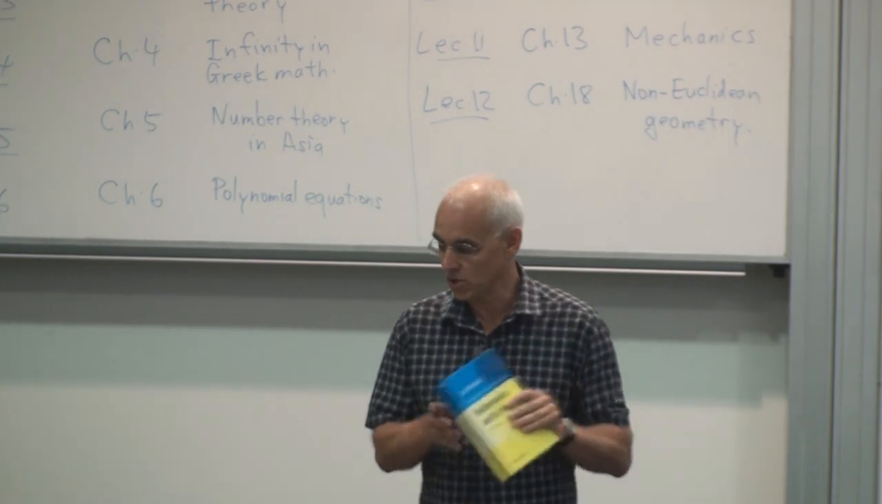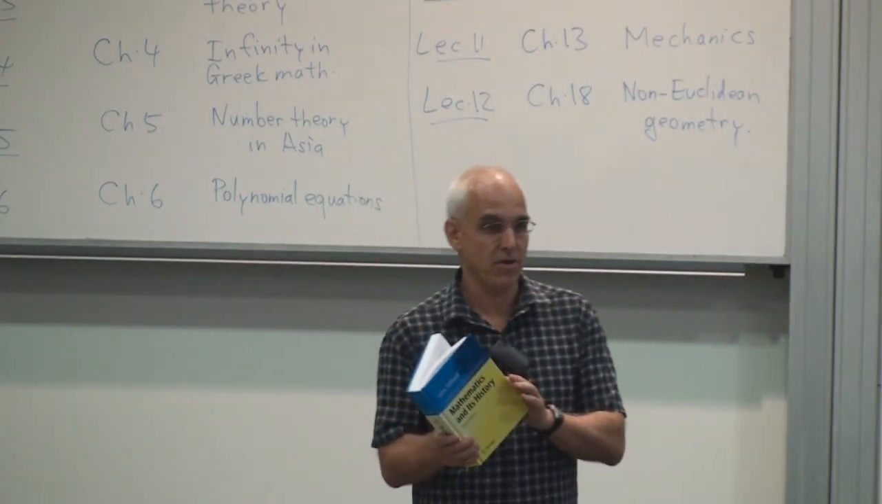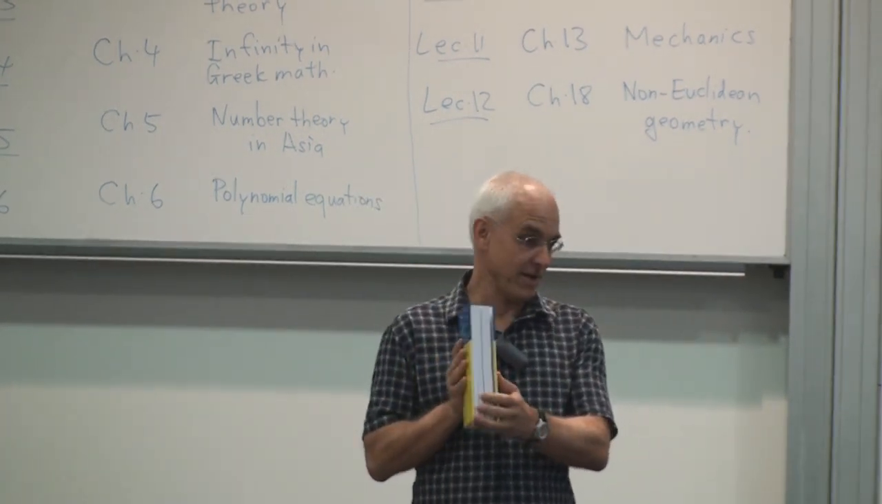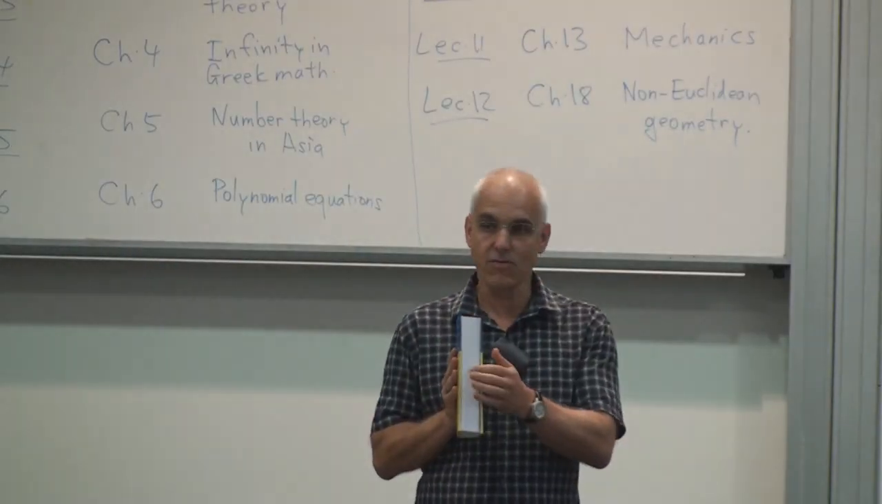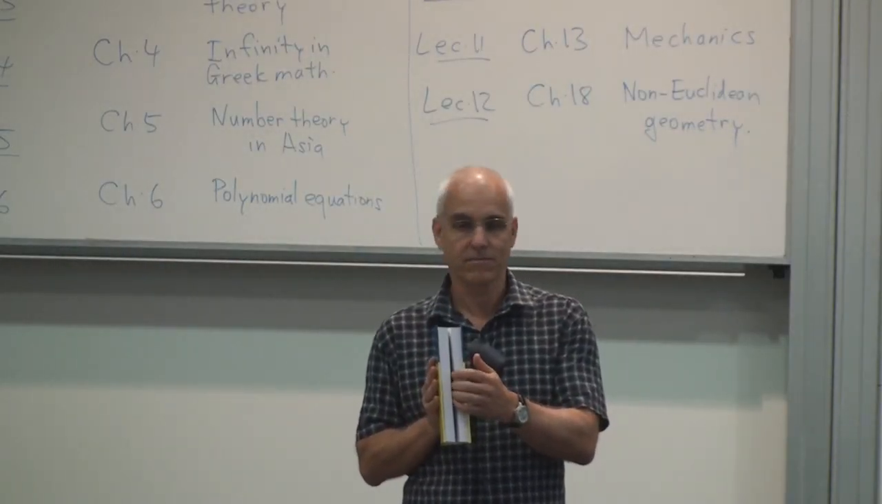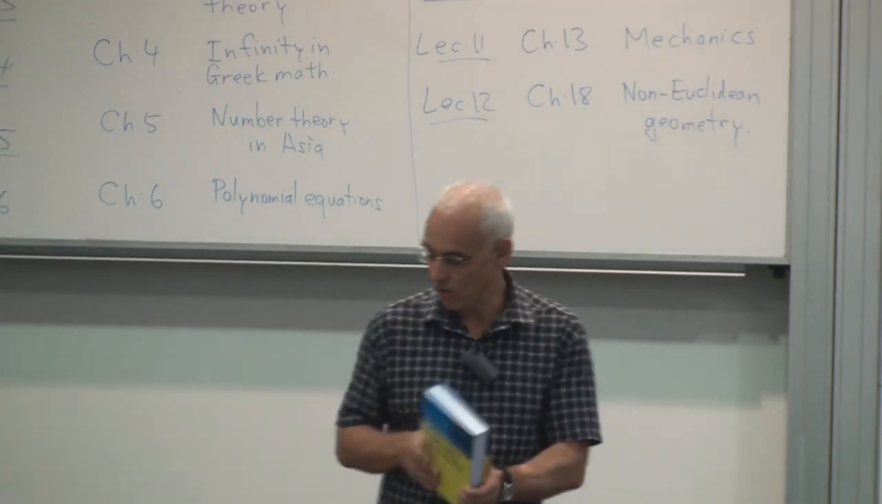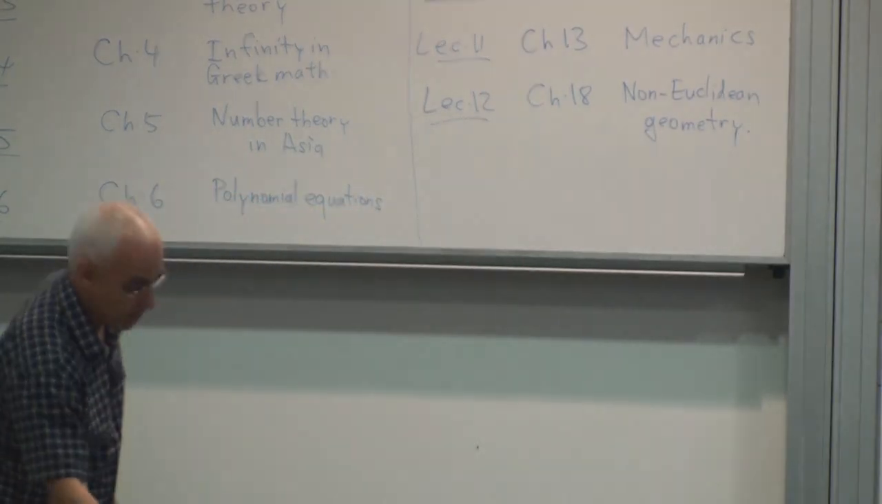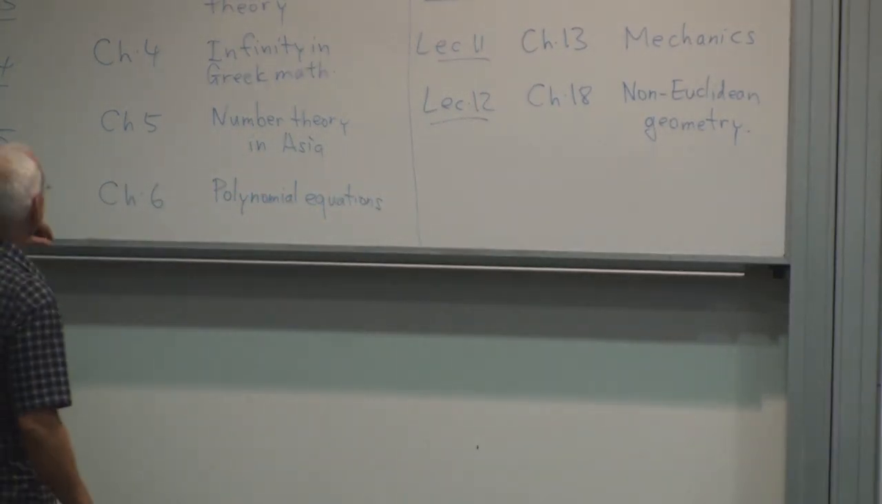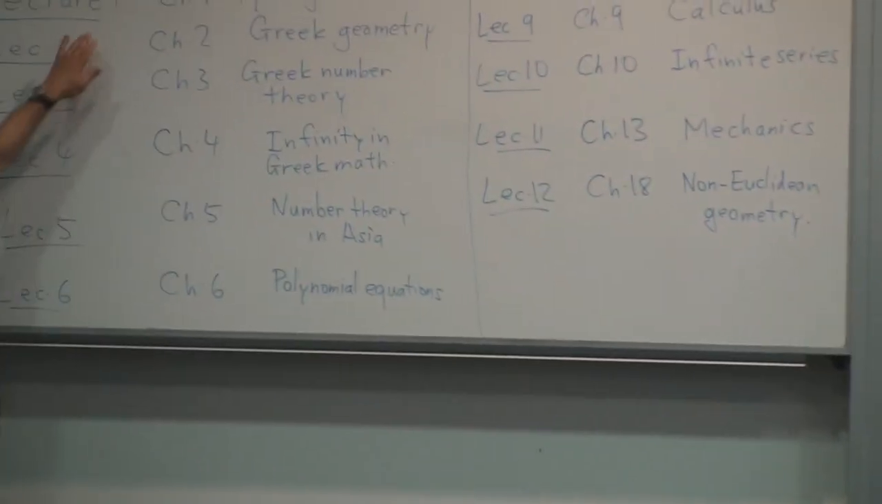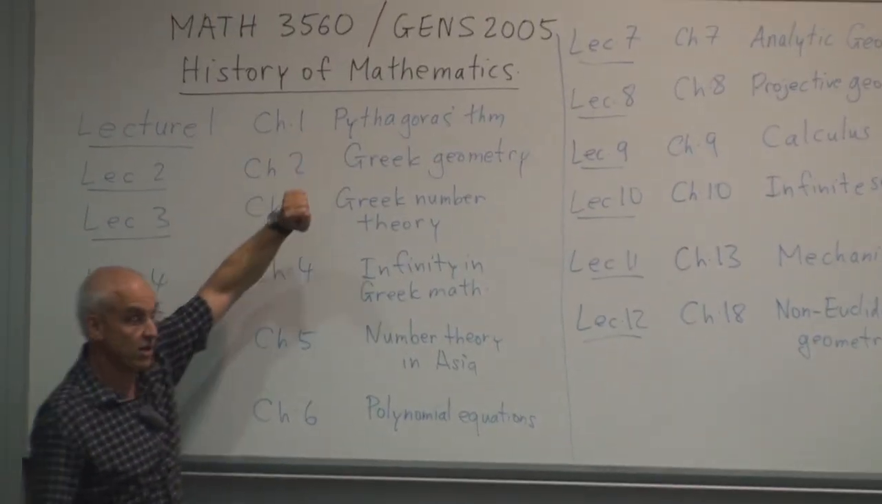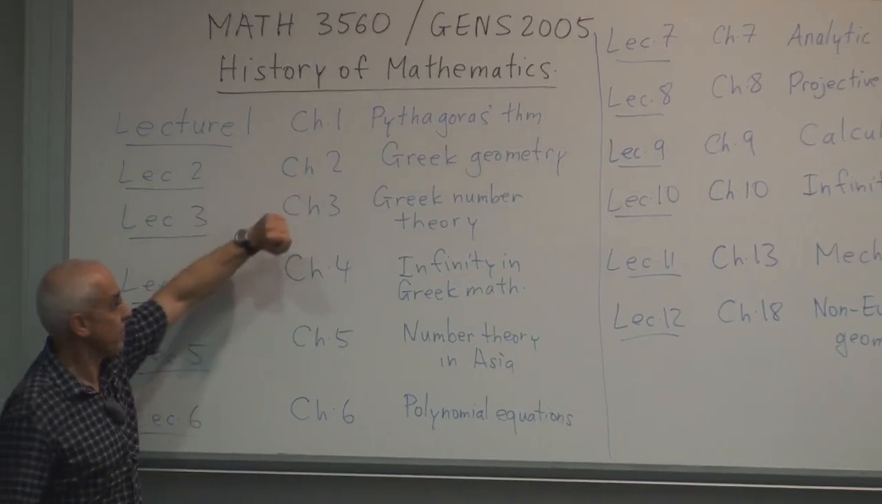Okay. What we're going to do is we're going to be following this book rather closely, but we're not going to do all of it because it's a rather thick book. We're going to do roughly the first half, roughly. Okay. So the outline of the course is as follows. We're going to have 12 lectures. The first lecture, this is today, we'll talk about Pythagoras' Theorem. That's chapter 1 of the book.